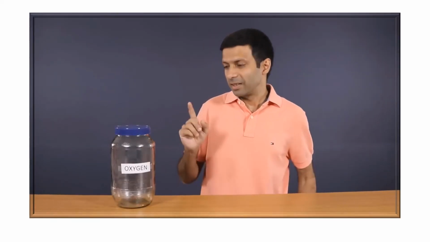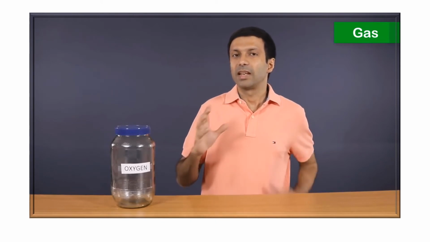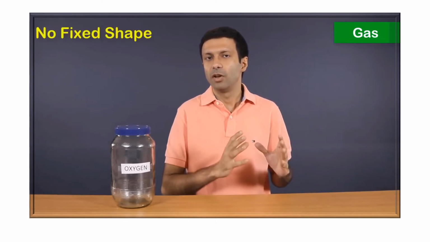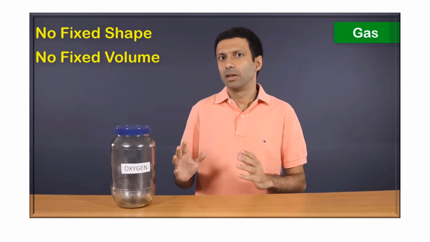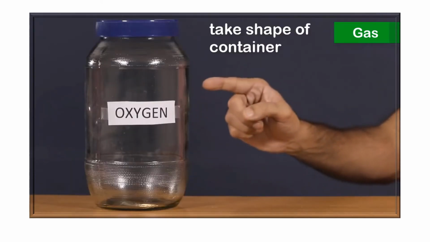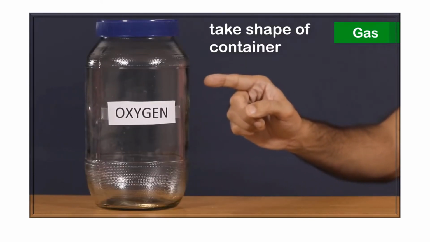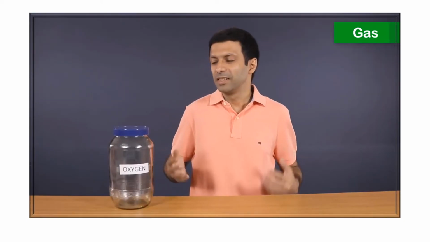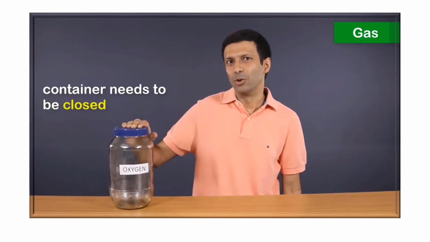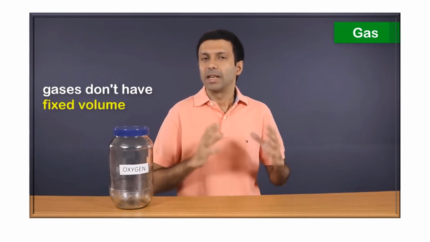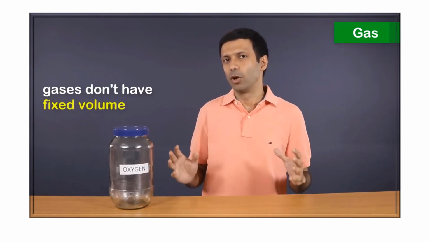Now let's take a look at the third state of matter, gases. Gases have neither a fixed shape nor a fixed volume. Just like liquids, gases take the shape of the container that they are in. One difference is the container needs to be closed. Now liquids have a fixed volume. But gases don't even have a fixed volume.